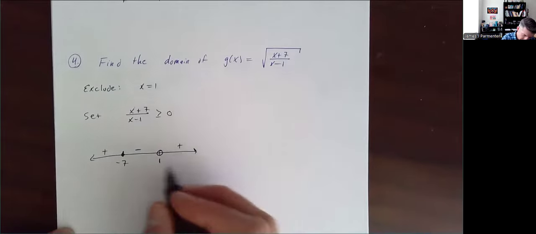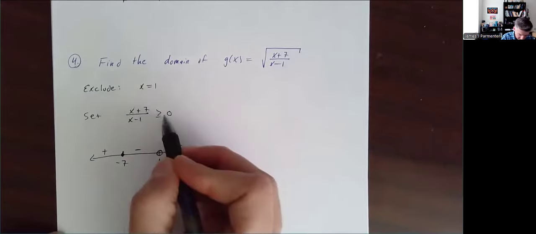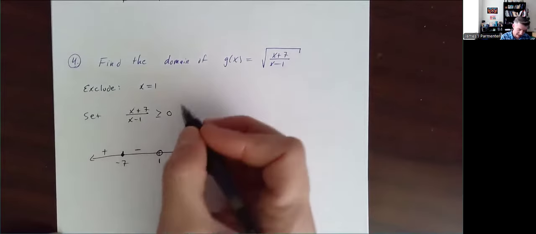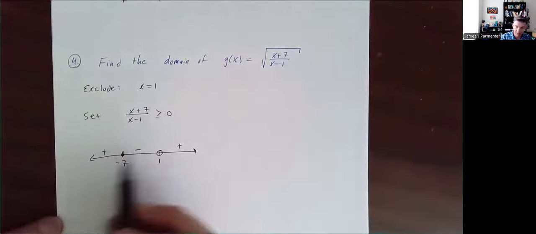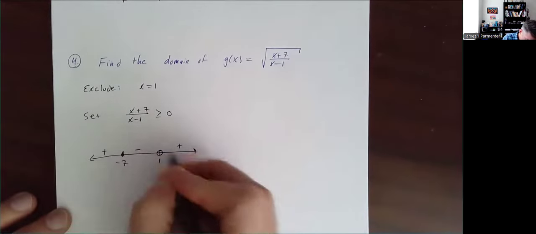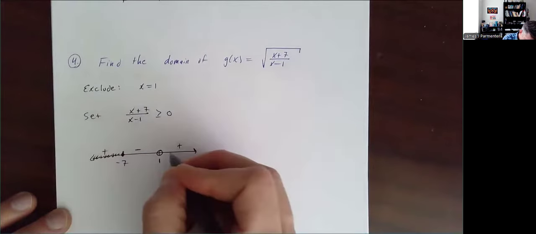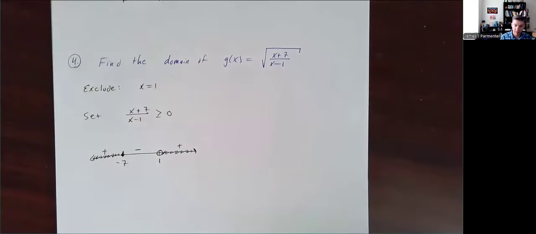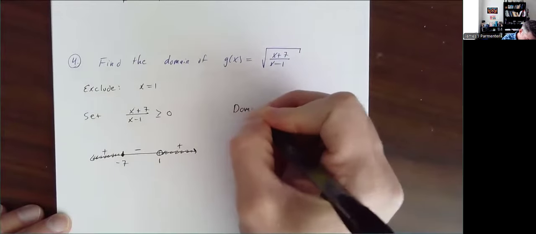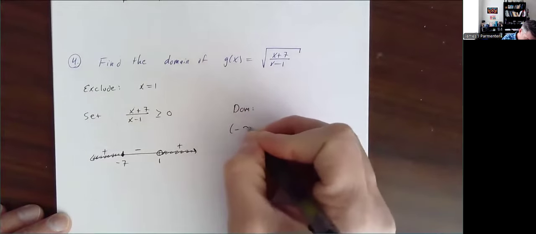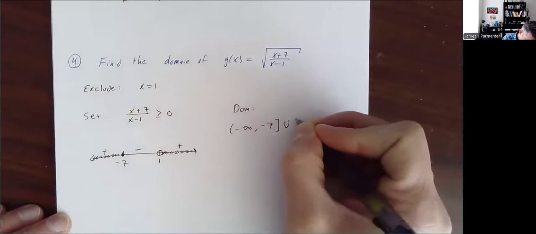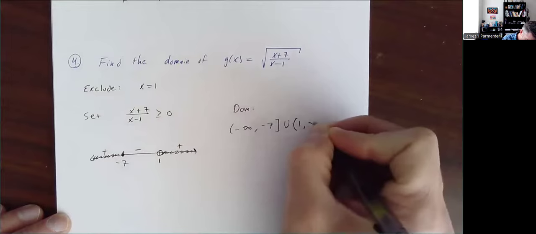So here, I still want the positive parts because it's a greater than or equal to. You should pay attention to this, right? Occasionally later on, we might have an inequality where it's less than 0, and then you want the negative parts. But here, it's going to be greater than or equal to 0. So I want the positive parts and none of the negative parts. So here, my domain is going to be everything from -infinity to -7 with a bracket, union, parentheses 1 to infinity.